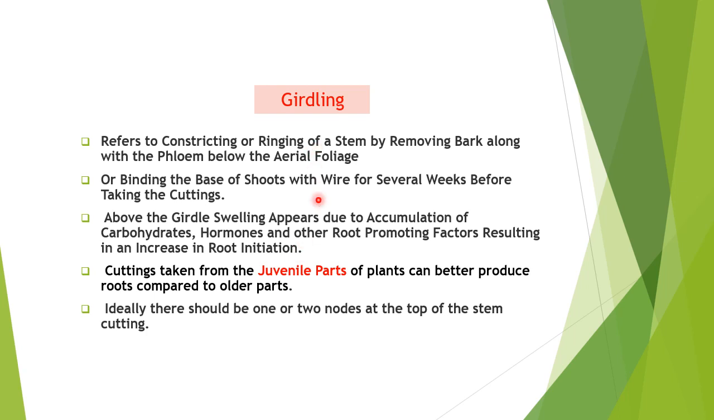When you are girdling, you are ringing a plant. Since from source to sink there is a downflow and it is restricted there, there will be accumulation. When you take that stem that has more hormones and more carbohydrates, the chances of root initiation are more. Cuttings taken from the juvenile parts of the plant can produce roots better compared to the older parts. Ideally, there should be 1 or 2 nodes at the top of the stem cutting.